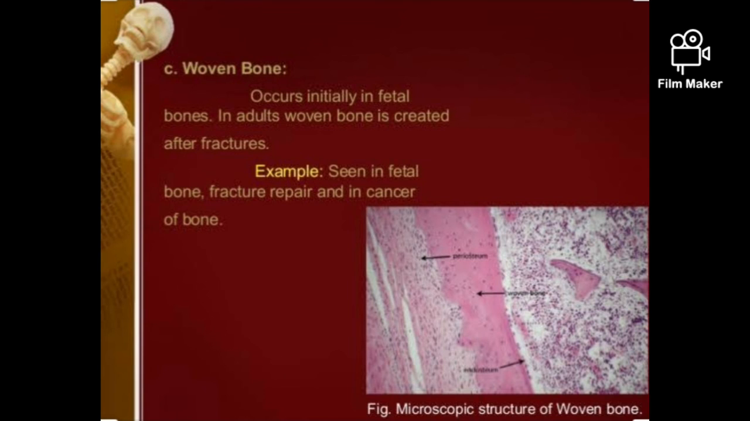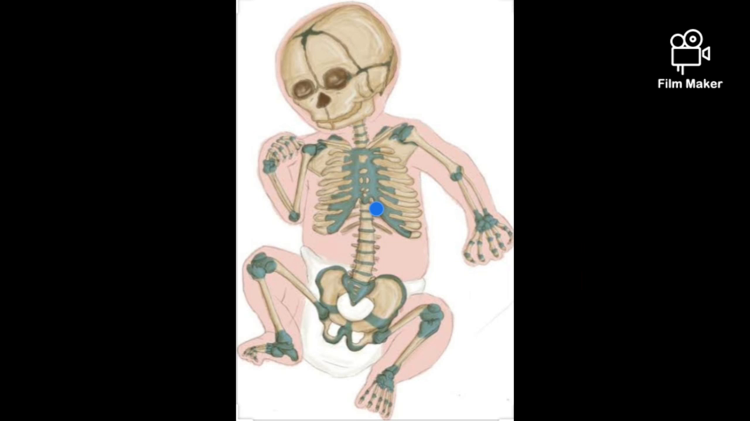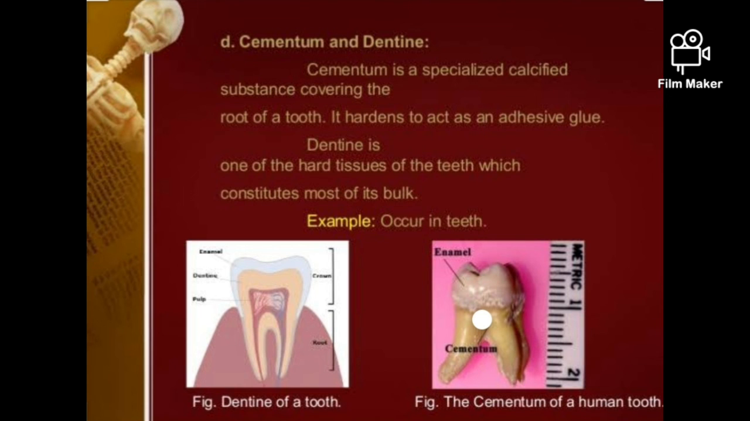Then we have the fibrous bone. Fibrous bone is found in young fetal bones, which is more common in reptiles or amphibians. Then we have dentine, and then we have cement, which occur in the teeth.